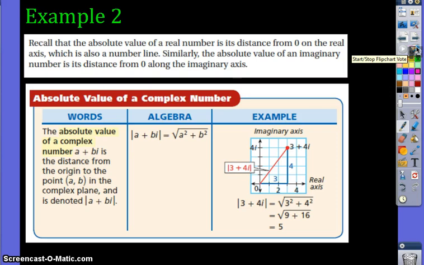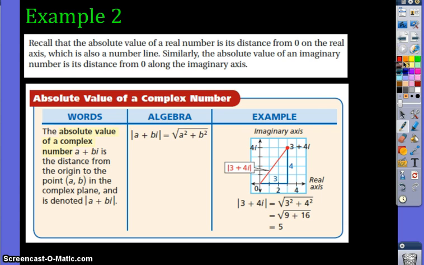Okay, first of all, we also need to remember that absolute value is how far a number is from 0 on the number line. And we can also attach an absolute value to a complex number. The absolute value of a complex number is tied into its distance from the origin. How far is it from the origin? It kind of has its roots in the Pythagorean theorem, or in other words, the distance formula.